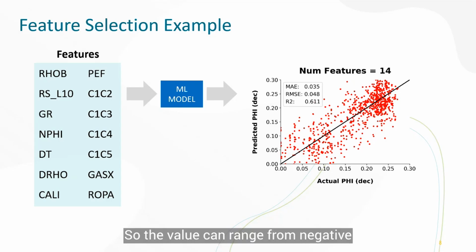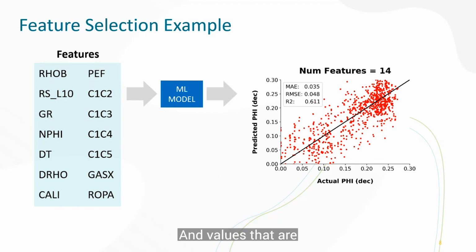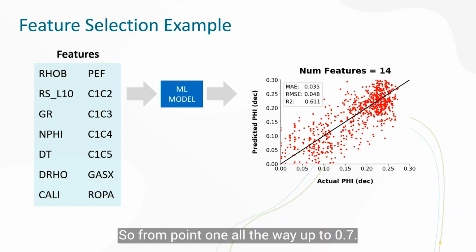So the value can range from -1 to +1, and values that are close to -1 or +1 indicate a strong relationship, whether it's positive or negative, and values that are closer to 0 indicate that there's no relationship. So as part of this study, we converted the Pearson's correlation to absolute values and incremented it in 0.1 intervals, so from 0.1 all the way up to 0.7.